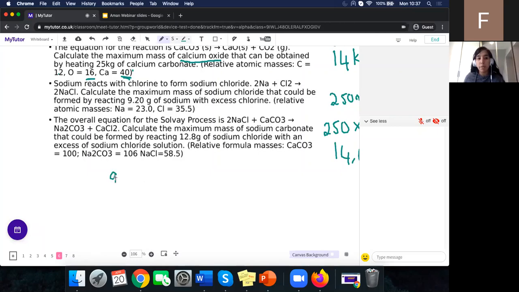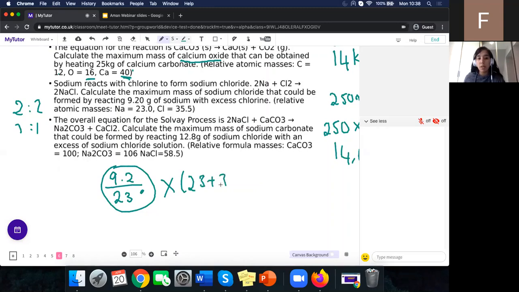So that's 9.2 divided by the Ar of sodium, which is 23. So that will give us a certain number of moles. We can then use the equation. If we look at our equation, there are 2 moles of sodium, or 2 sodiums, that react to produce 2 sodium chlorides. So it's a 2-to-2 ratio, which is simplified to 1-to-1. So that means if there are this many moles of sodium, there are that many moles of sodium chloride. Then to calculate the mass of sodium chloride, we do the number of moles, which is 9.2 divided by 23, times the Mr of sodium chloride, which is Na 23 plus 35.5. So if you put that into your calculator, you should get an answer.